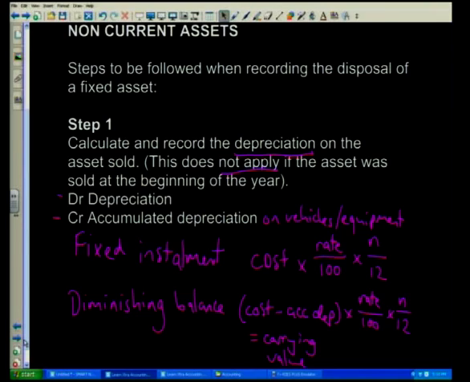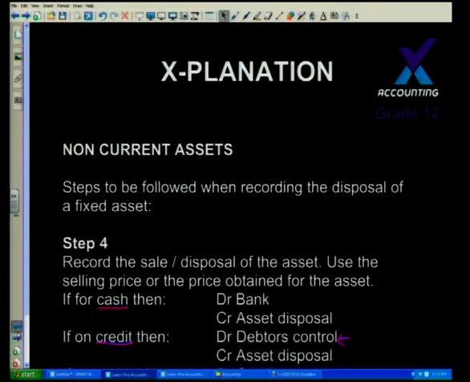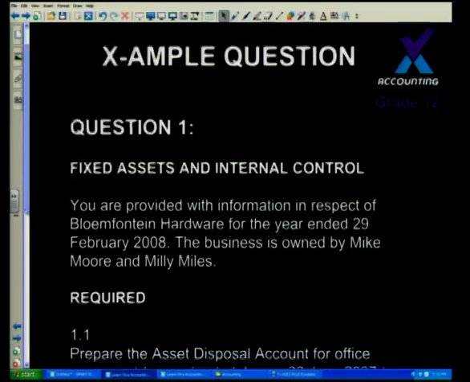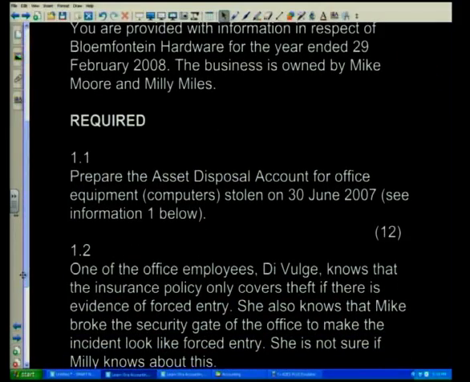Now, the second point here says that this does not apply if the asset was sold at the beginning of the year. In this example, the asset was not sold or disposed of at the beginning of the year because it was sold halfway through the year. That is to say, it was disposed of on the 30th of June 2007. Since our financial year ended on the 29th of February 2008, we can see that this was halfway through the year. There were certain months during the year that we'd have to calculate depreciation on.